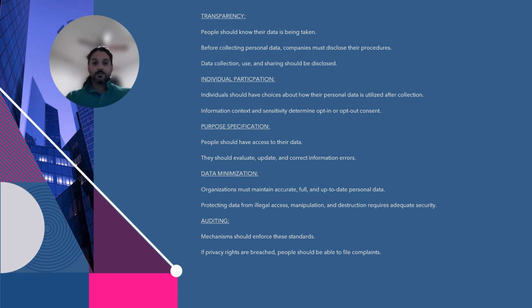Purpose specification. People should have access to their data. They should be able to evaluate, update, and correct information errors. Data minimization. With data minimization, organizations must maintain accurate, full, and up-to-date personal data. Protecting data from illegal access, manipulation, and destruction requires adequate security. Auditing mechanisms should enforce these standards. If privacy rights are breached, people should be able to file complaints.